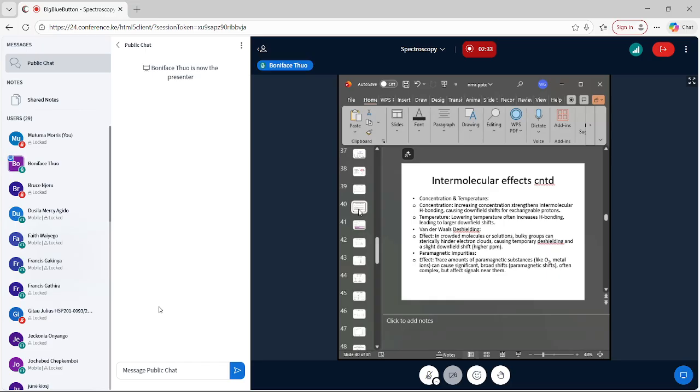Another factor is the concentration and temperature. We have already mentioned that concentration can affect the chemical shift by either increasing or decreasing hydrogen bonding, and therefore the chemical shift. Temperature similarly can affect hydrogen bonding. Higher temperatures reduce hydrogen bonding, while lower temperatures increase hydrogen bonding.